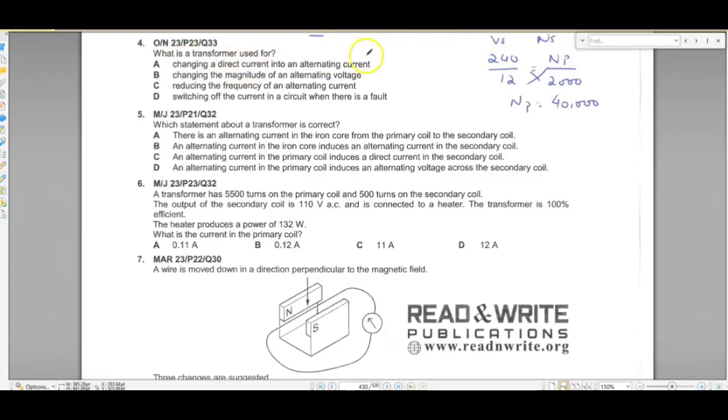Changing a direct current into an alternating current. With a transformer, there is always alternating current that we are talking about. There isn't direct current. You are changing the magnitude of an alternating voltage. Yes, this is the correct option. Let's go through the others as well. Reducing the frequency of the alternating current. No, this is not correct. Switching off the current in a circuit when there is a fault. No, this is the work of a circuit breaker or fuse. So B is the correct option, changing the magnitude of an alternating voltage.